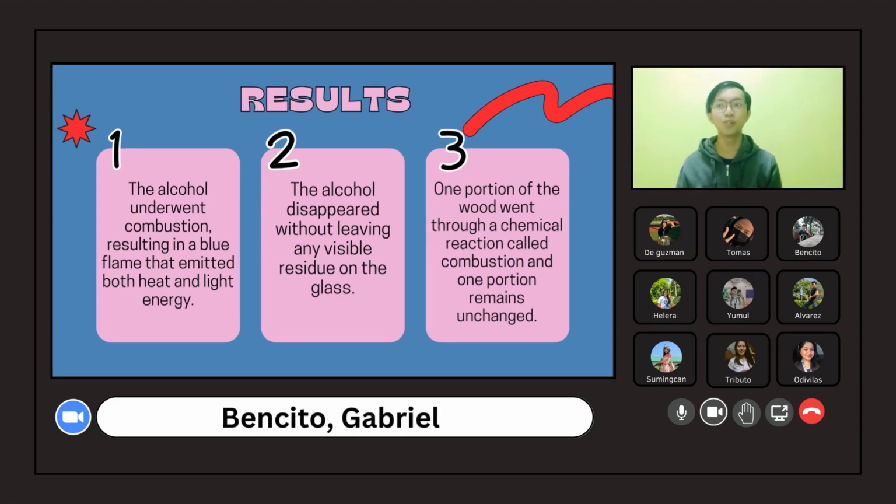When a piece of wood is split in two and one portion is set on fire, a chemical reaction called combustion occurs. This causes the ignited piece to emit flames, heat, and light as it reacts with oxygen from the air. Meanwhile, the unheated piece remains unchanged.